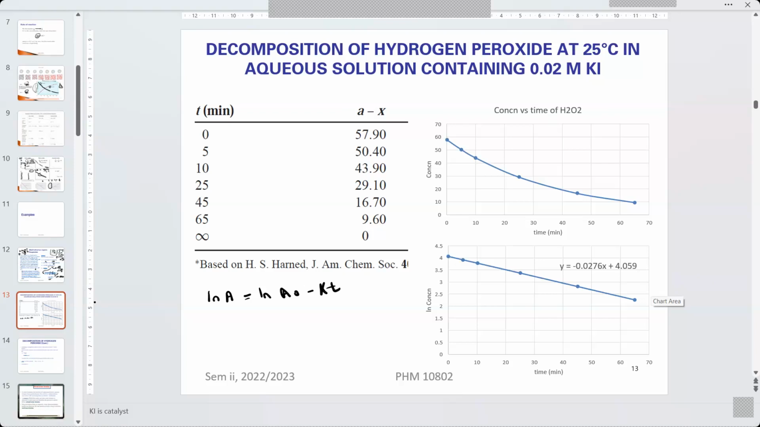And when we replace the value of K, then we say ln A equals ln A naught minus 0.0276 multiplied by T. Okay, and we can write it another way without ln. We can say that the concentration at any time equals the initial concentration, which is A naught. This intercept, this is A naught.